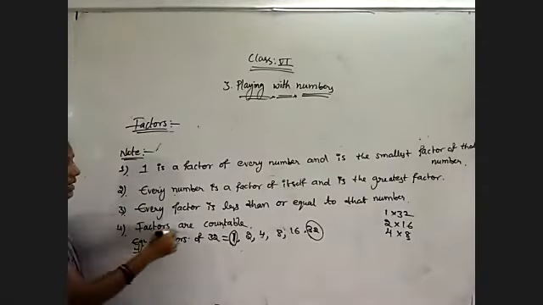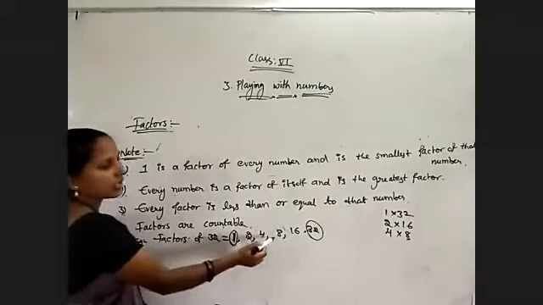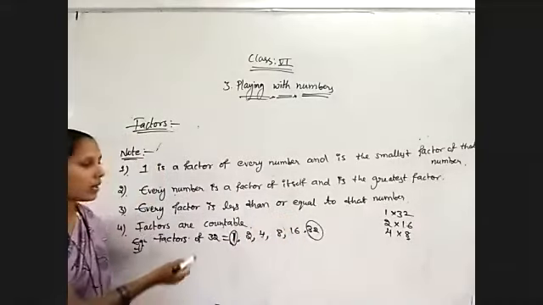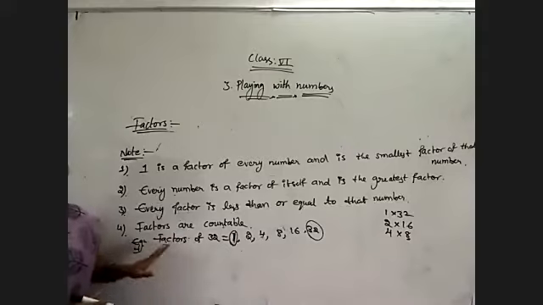And after that, factors are countable. So how many factors are there for 32? 1, 2, 3, 4, 5, 6. It means we are able to count how many factors there are. We get only a finite number of factors.